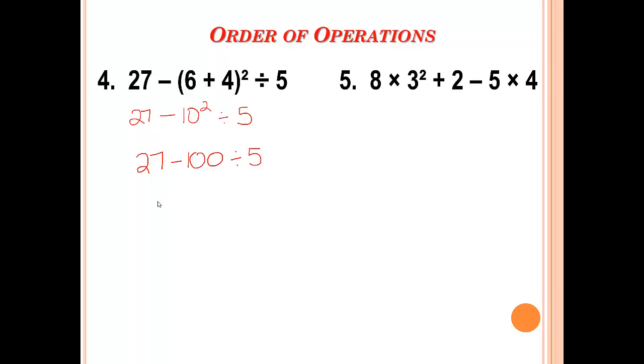So I have 27 minus 20. And now I can go ahead and solve 27 minus 20, and that equals 7.